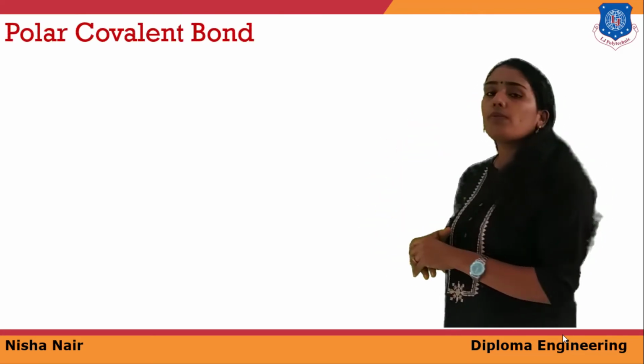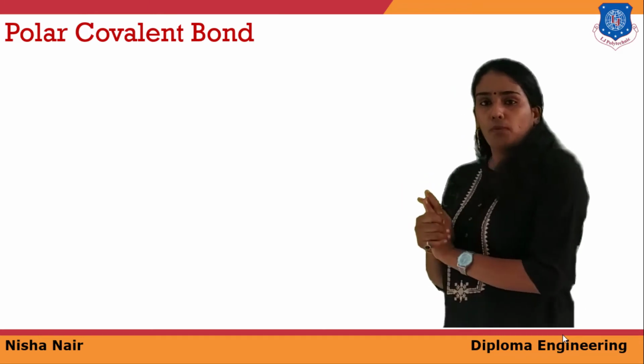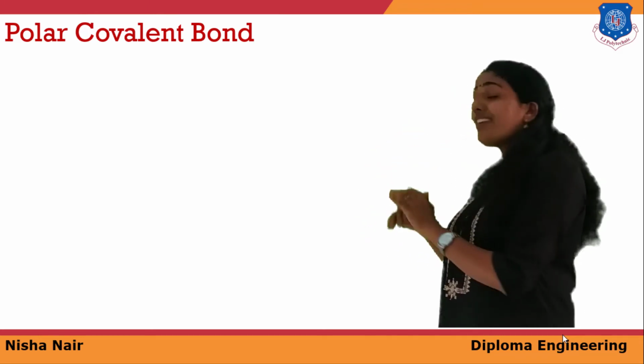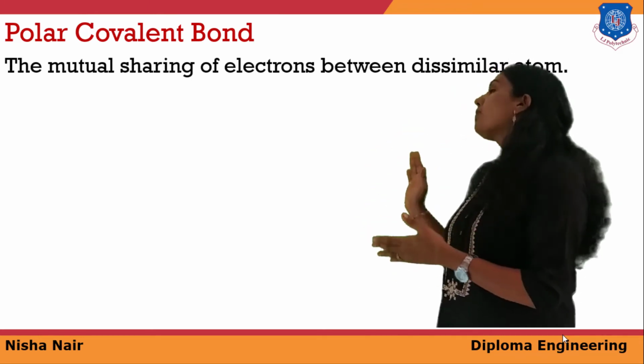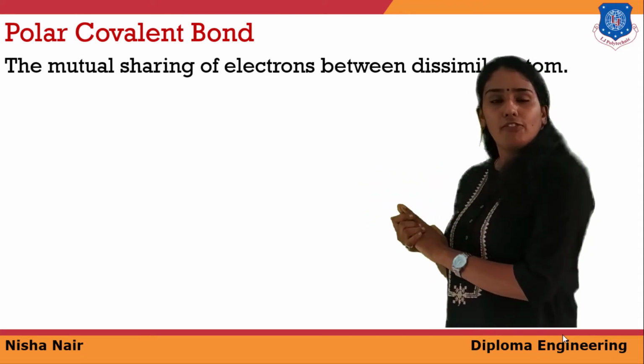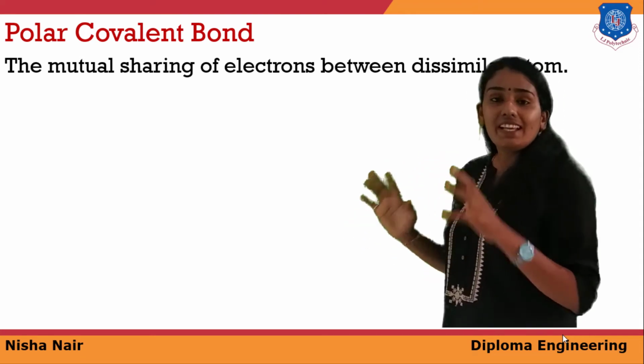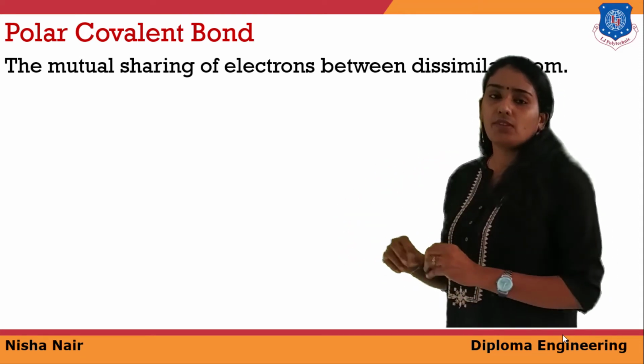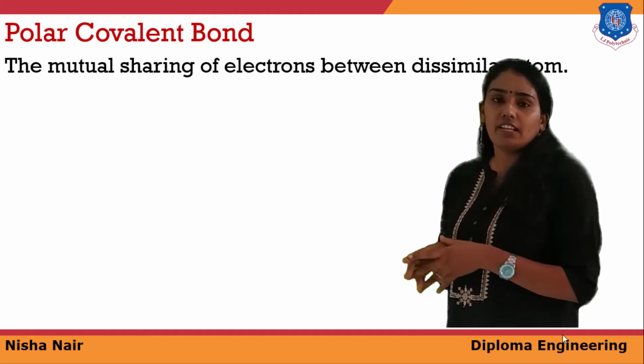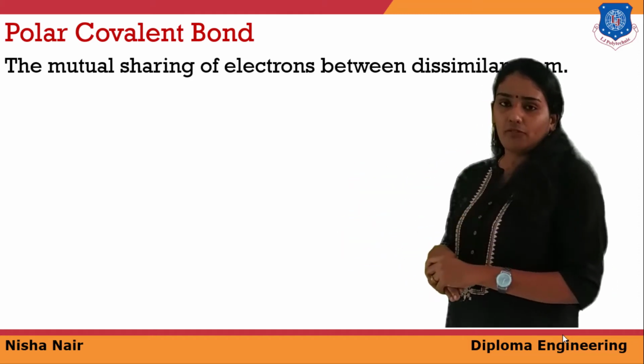Polar covalent bond is just the opposite of non-polar covalent bond. So, how can we define polar covalent bond? Polar covalent bond means mutual sharing of electrons between two dissimilar atoms, different atoms. Two different atoms share their electrons to have a stable configuration.